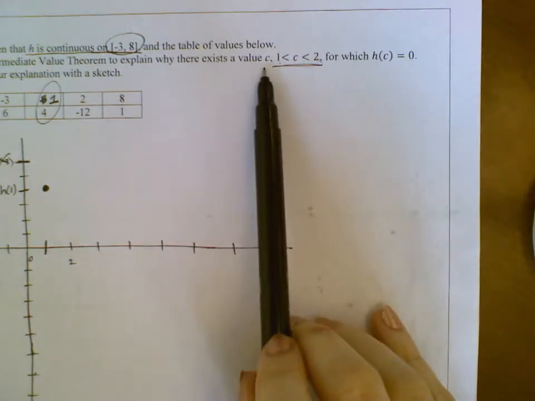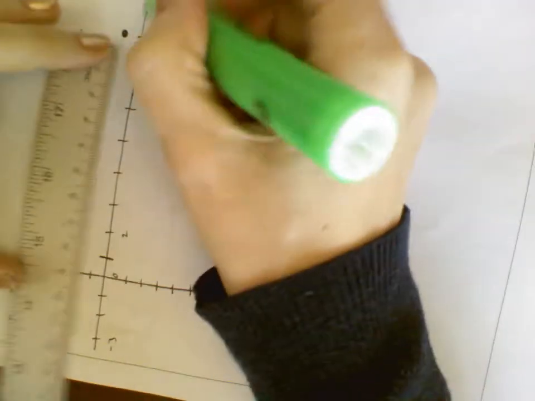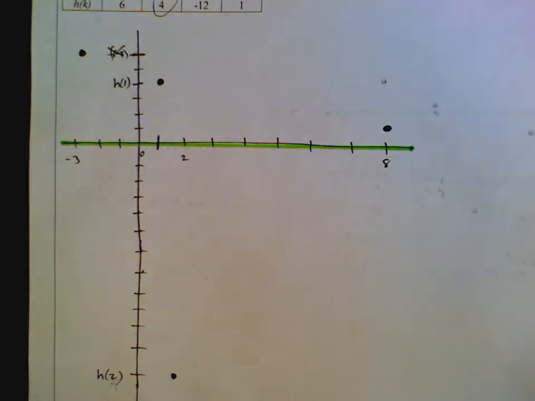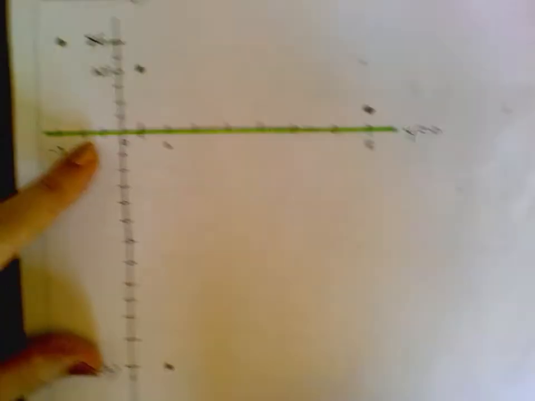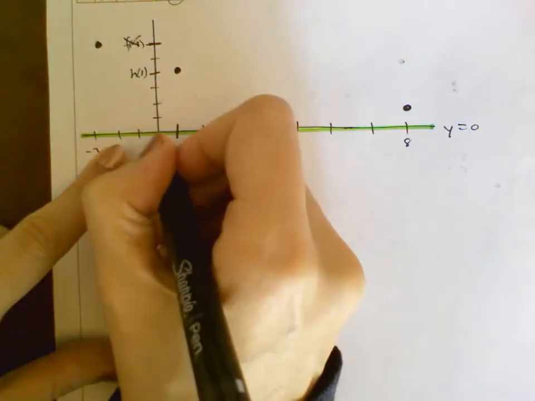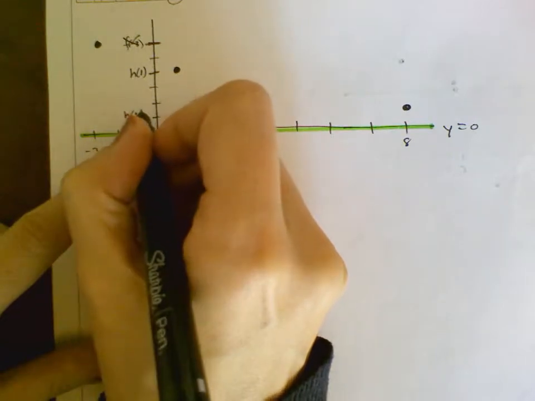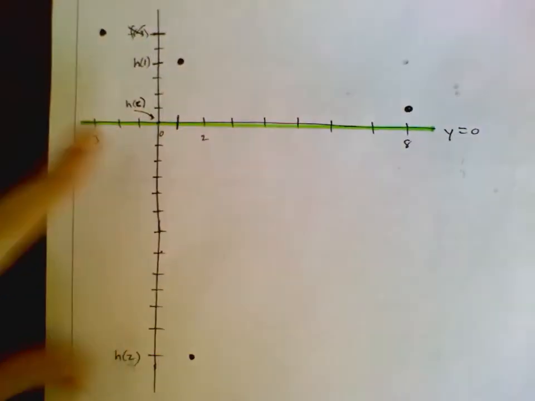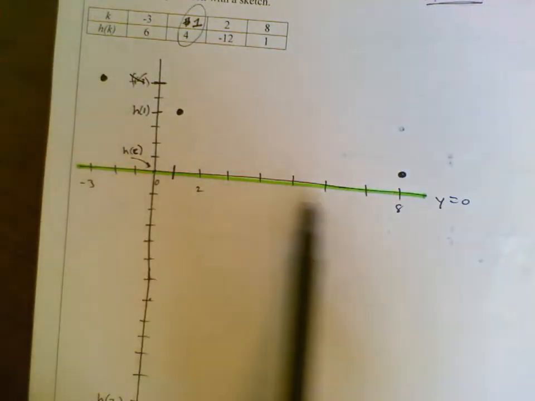And I'm explaining that there exists a value of C between 1 and 2 for which H of C is 0. So I want Y equals 0. And guys, Y equals 0 is just the X axis here, so I'm just gonna highlight it. Just like before, this value here is Y equals 0, and this Y value here is H of C. That's what I did last time, because I put F of R where that green line was, and now I want H of C to be where this green line is.